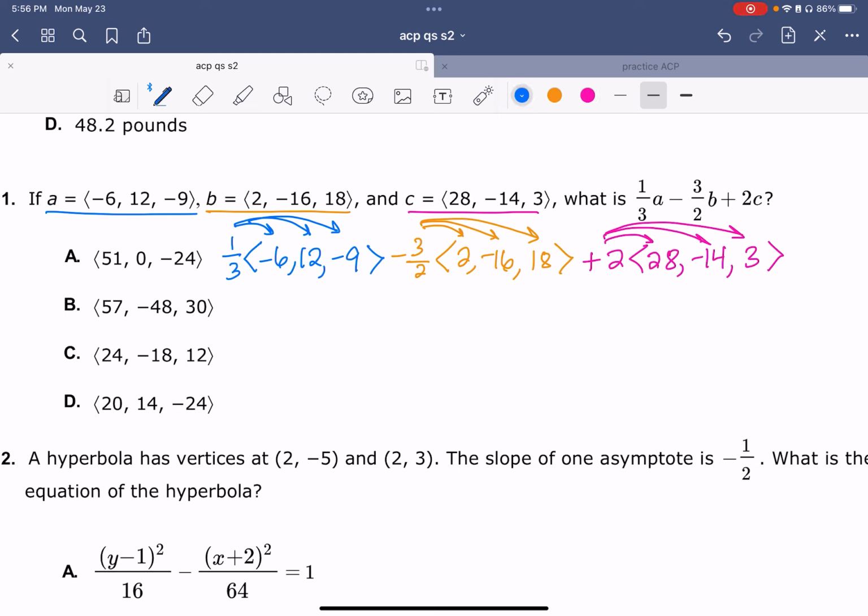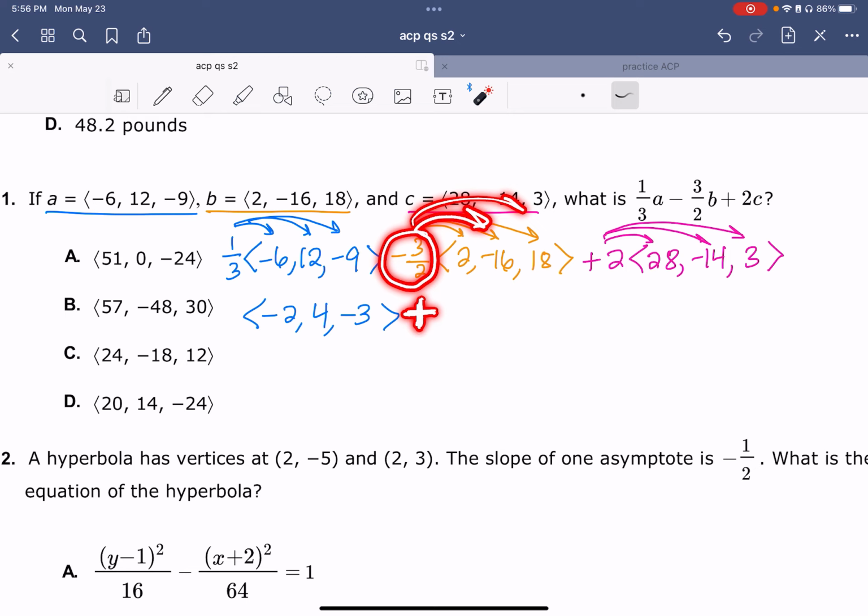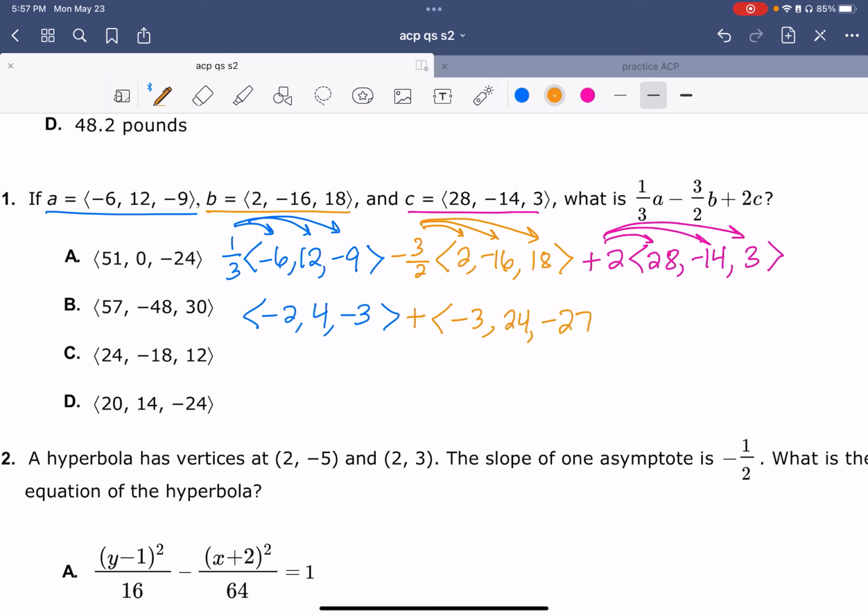Okay, so 1/3 times -6 is -2, times 12 is +4, and times -9 is -3. Now the thing with the orange one is that there's a minus. So you have two options. Either you bring down the minus and you only distribute the 3/2, or you distribute -3/2, and then when you come down, it'll be a plus. I personally like this way better. Just change it to an addition problem and distribute that negative. So that's what I'm going to do. So since it'll be a positive because I'm putting the negative into the vector numbers. So this will be -3, 24, and -27.